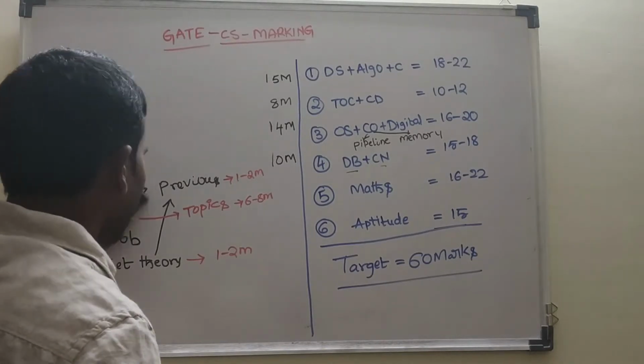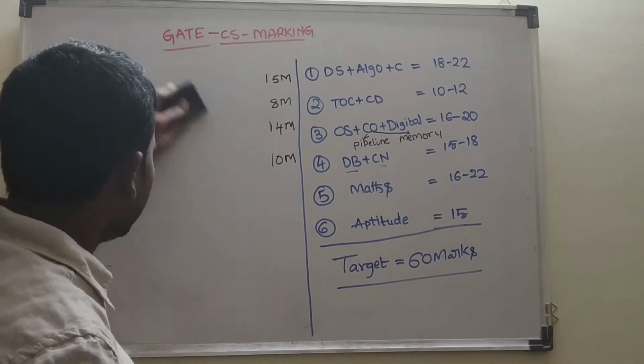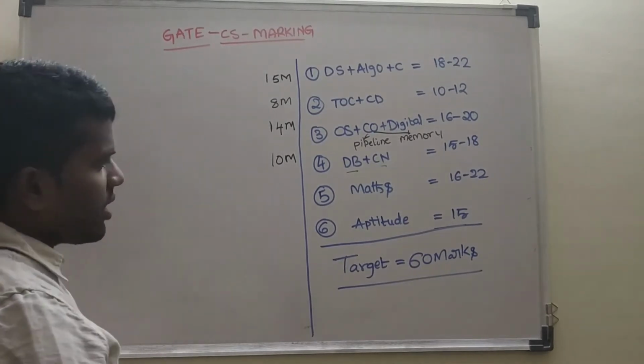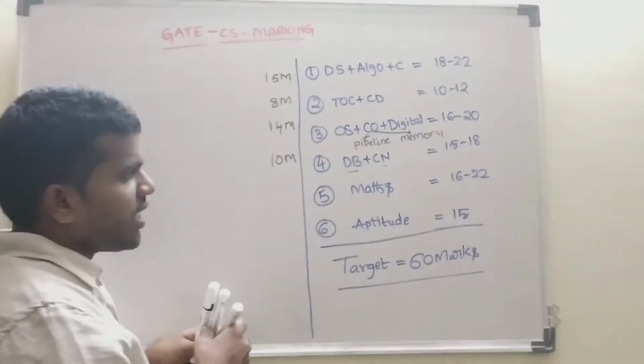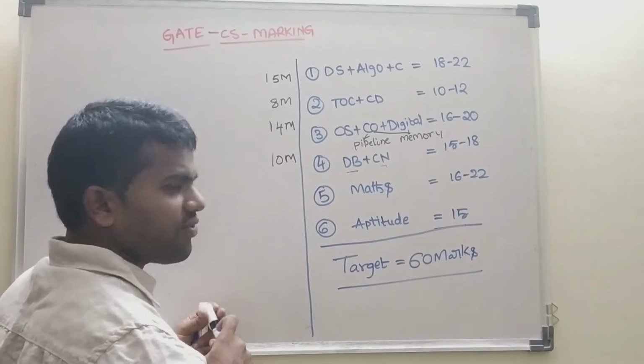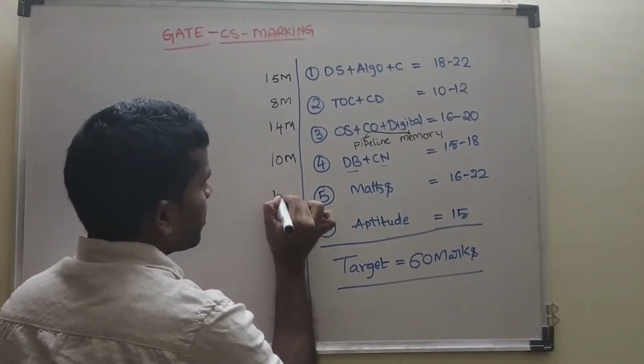If you study for maths, then you will get at least 10 to 15 marks. So you can score above 15 or 20 also in mathematics. If you score above 15 or 20, then it's very good. See, you can score here 12 marks.